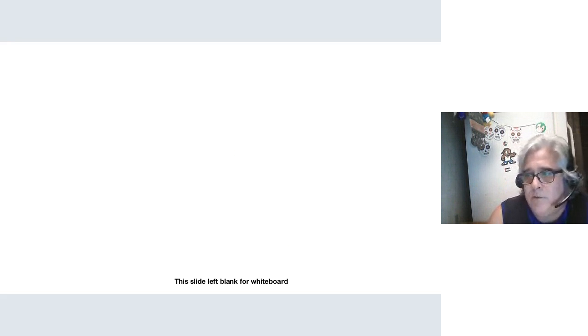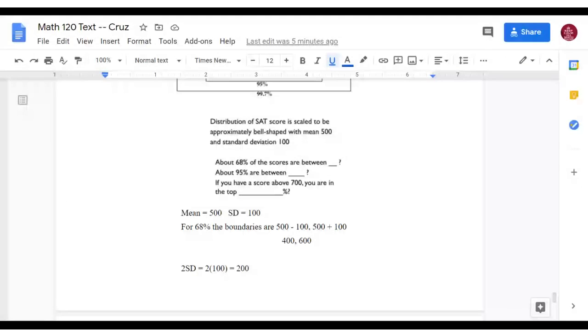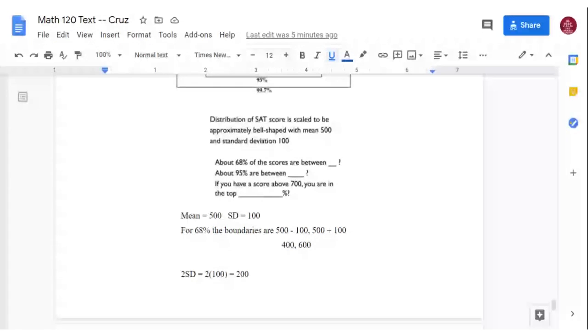So the empirical rule is for when we've got more or less simple scenarios and you want to know when you're dealing with whole number standard deviations.